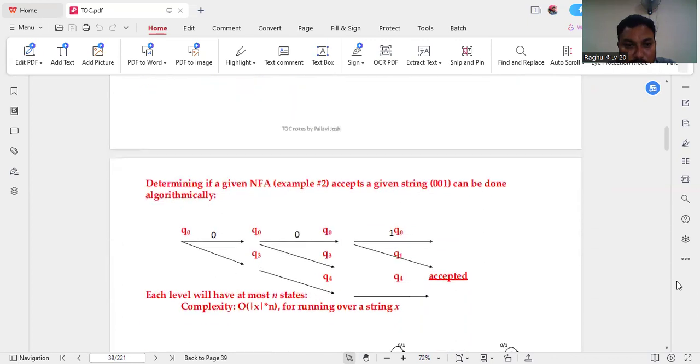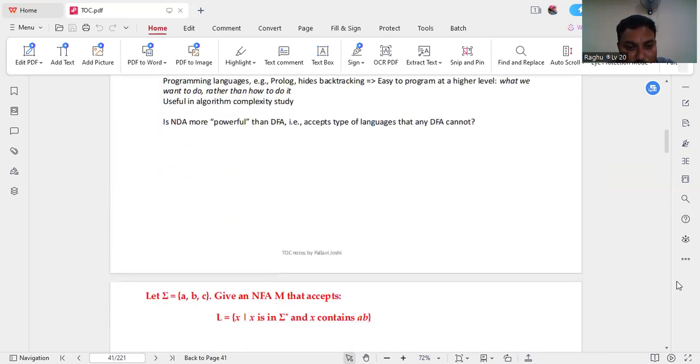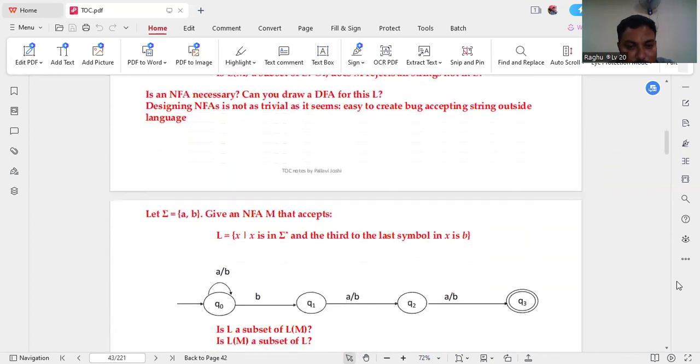These are examples of NFA, showing how we consider the NFA for the given language and given string.